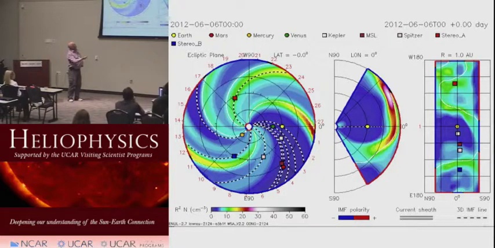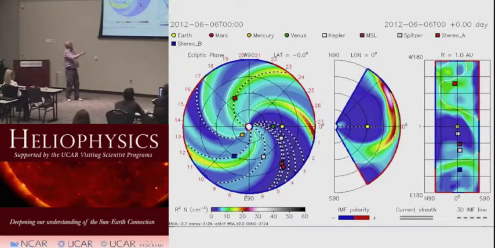Here's a picture of what it looks like out of the ecliptic, because there is some value to that. But here's that view I just showed you with these Parker spirals, and these dashed black-white lines are the field lines in a model.